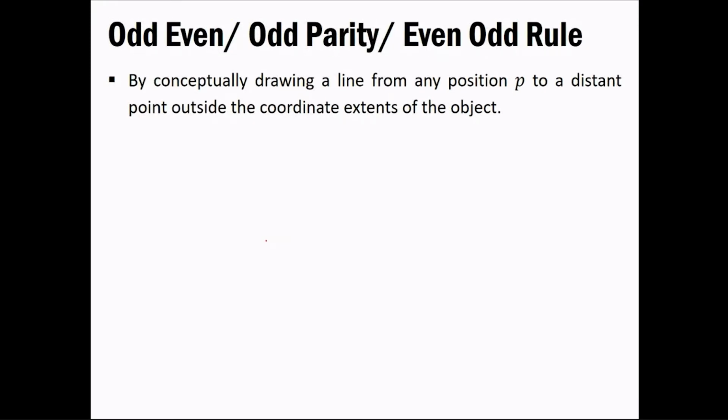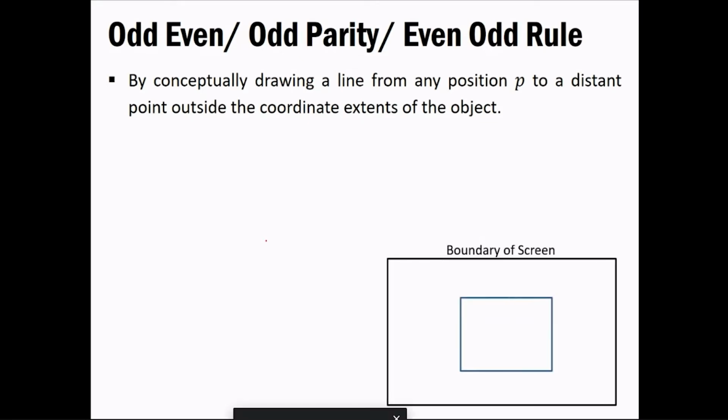What it says is, conceptually draw a line from any position P to a distant point outside the coordinate extent of the object. So you'd have something like this. This is your boundary screen. As you already know, you are working in a limited area, and many of you are getting the same problem if you give unknown coordinates that are not acceptable by the computer monitor or the screen, so it was not giving you any output. So that is one boundary screen, and we have one area. You can consider this as a polygon or an object.